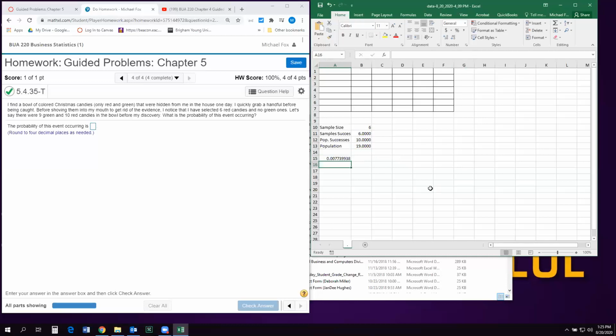All right, we would guess that this would be a pretty low likelihood of happening, right? If there's 19 candies and 10 of them are red, and I just grab 6 of them randomly, the fact that all 6 of those would be red seems like a low possibility of that happening. And that is borne out by our data here. It's 0.0077. Or in other words, 0.77%, or 7/10 of 1%.